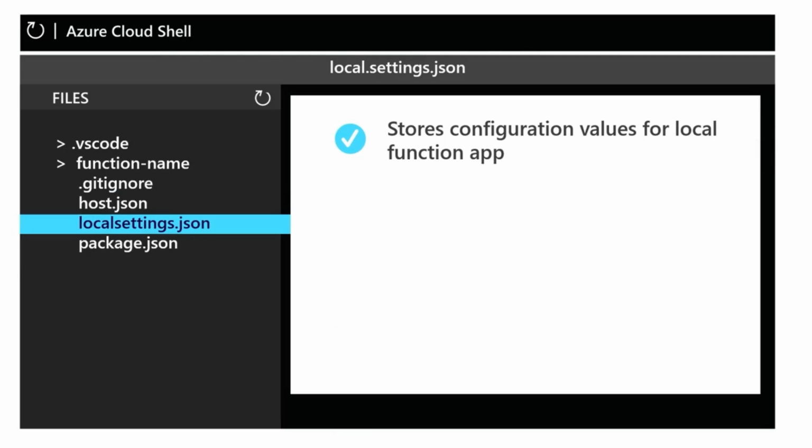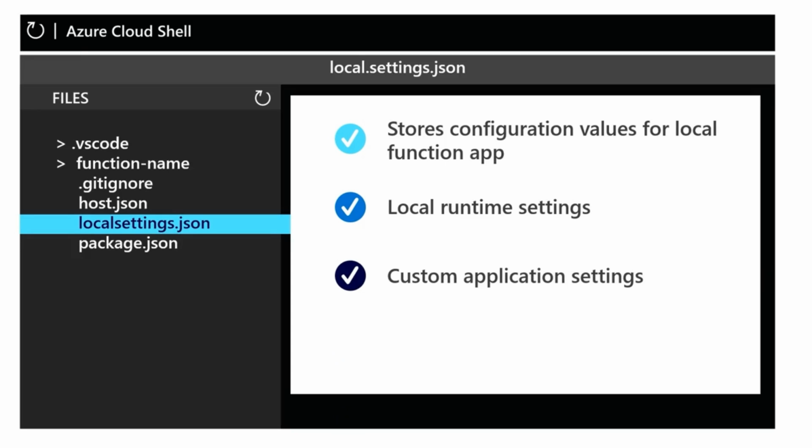Local.settings.json stores configuration values that only apply to the function app when it is run locally with the core tools. This file contains two kinds of settings: local runtime settings, used to configure the local functions runtime itself, and custom application settings, which you can add and configure based on your app's needs and can be accessed and used by all the functions in the app. It's worth noting that functions projects that the command func init generates don't have any functions in them. Let's find out how to add one.